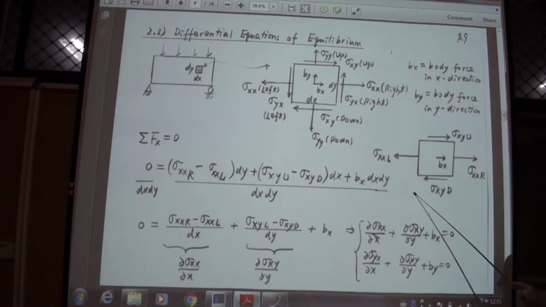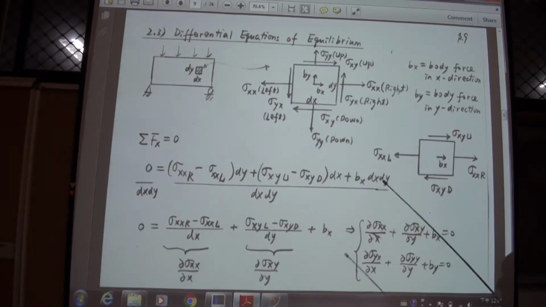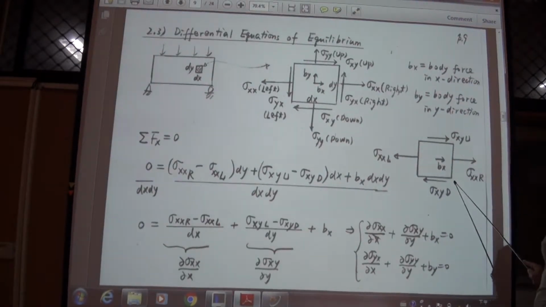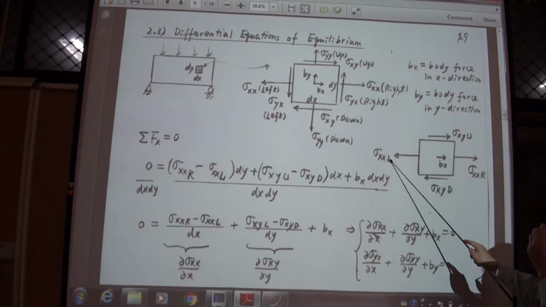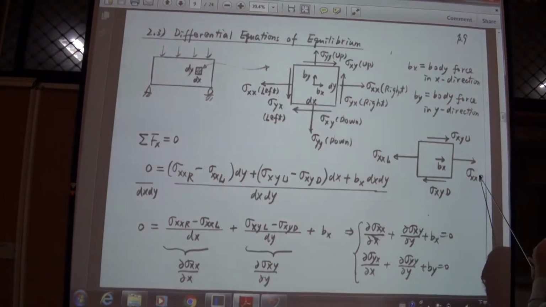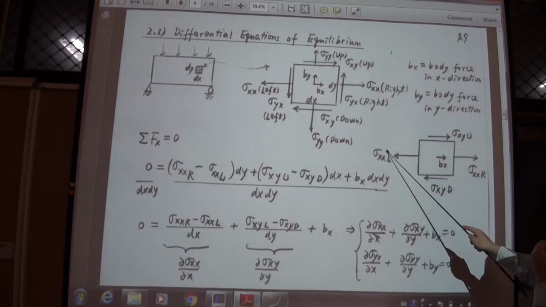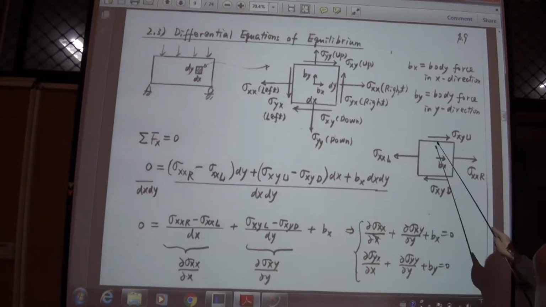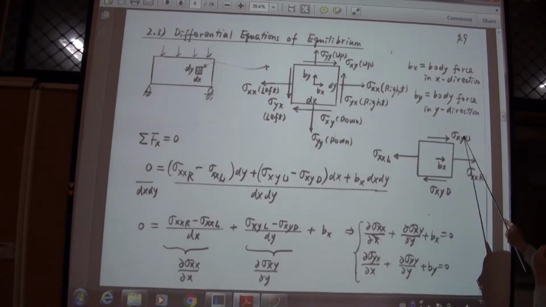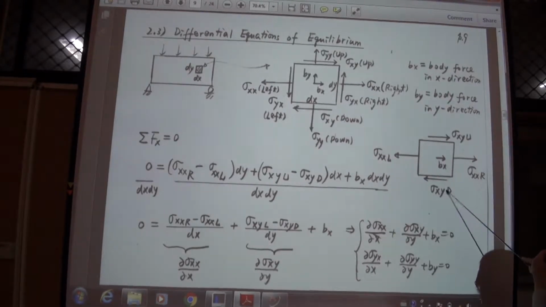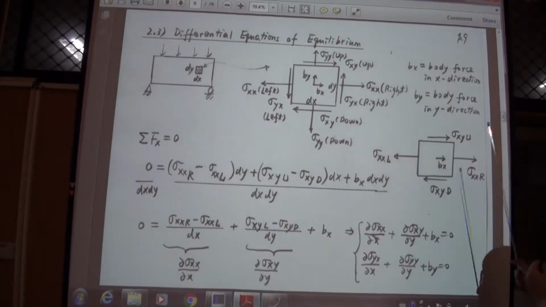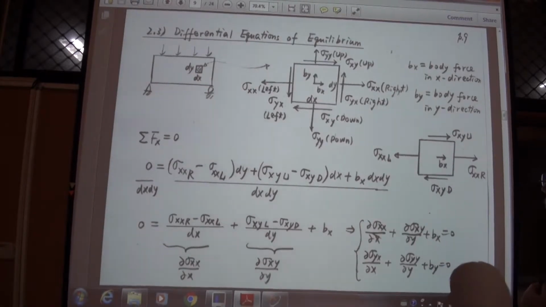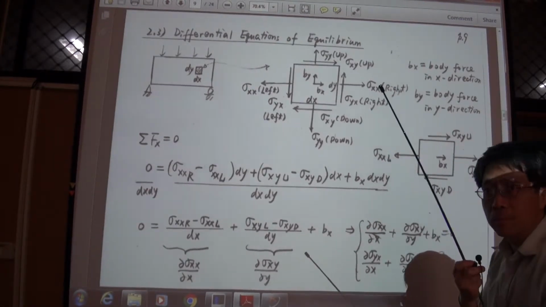Okay, see now the picture is more clear. At the right hand side, arrow stands for right, arrow stands for left. We have the normal stress. Okay, and also in the upper side and the downside, we have the shear stress. And in the middle, we have the body force. So what will be the equilibrium situation?